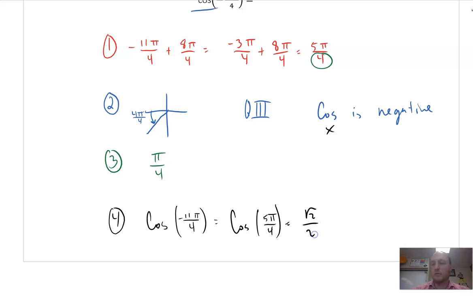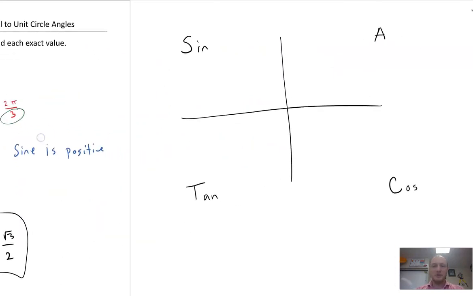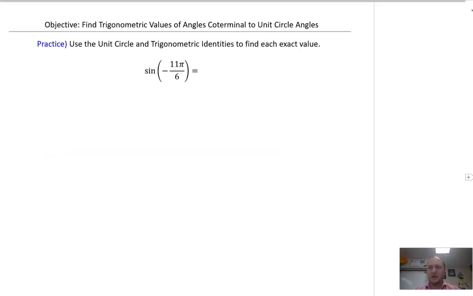And we know that root 2 over 2 is negative in this quadrant. I almost said positive. It's negative. Quadrant 3. What's the only thing positive in quadrant 3? Tangent, right? Quadrant 3 right here. Okay. All right, here's some practice problem.